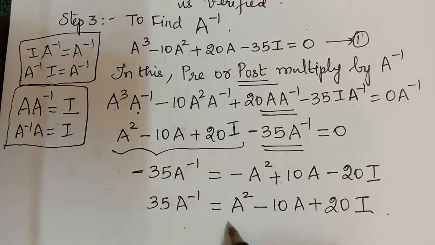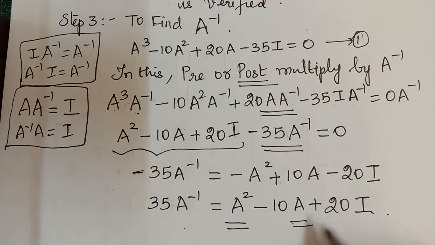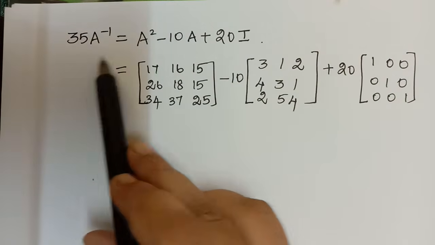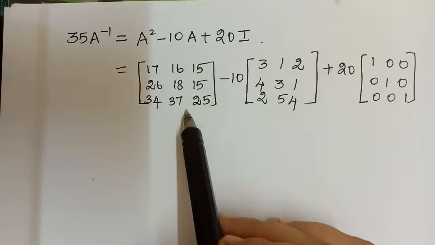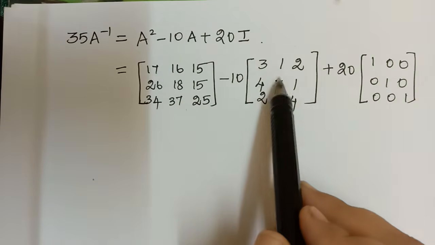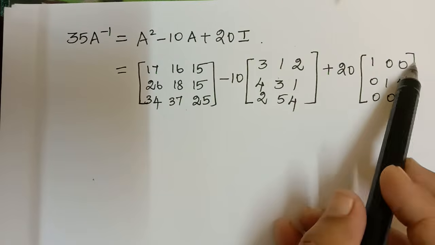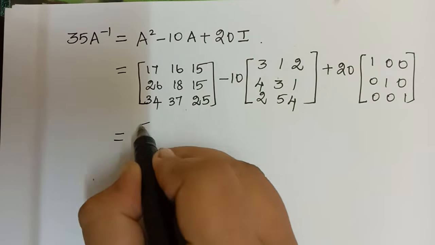Now we have to find A inverse from this. We have already calculated A squared and A, and we know I. We have to substitute in this place, and we have to simplify it to find A inverse. So the next step is, in this equation we are substituting A squared minus 10A plus 20 in the place of I, the identity matrix. Now we have to simplify this.